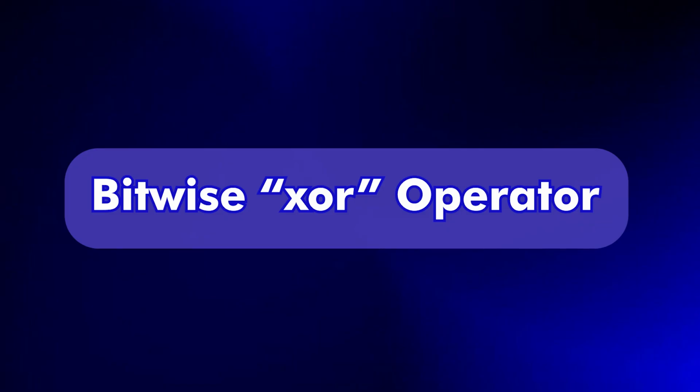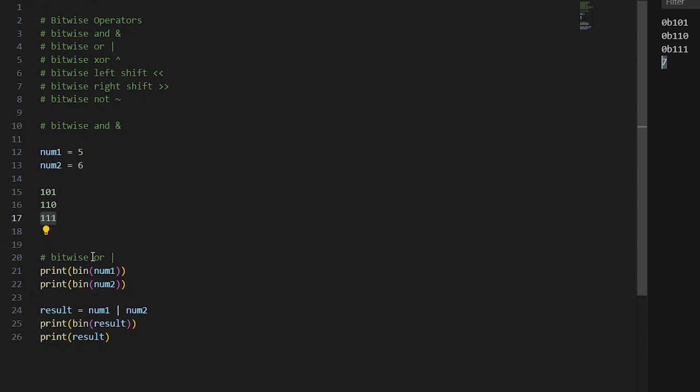Now let's look at the bitwise XOR operator. And for the bitwise XOR operator, we use the caret symbol. So this is the symbol that we use. Now I'm going to change this to the bitwise XOR operator, and we'll run the program. And you can see we have 3, and the binary equivalence is 1, 1, which is 11.